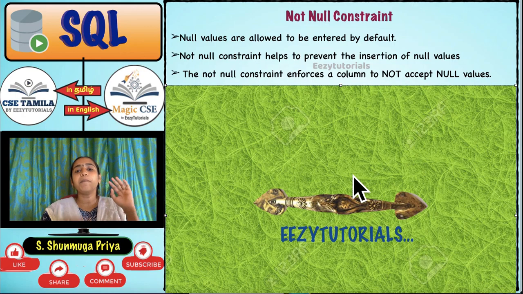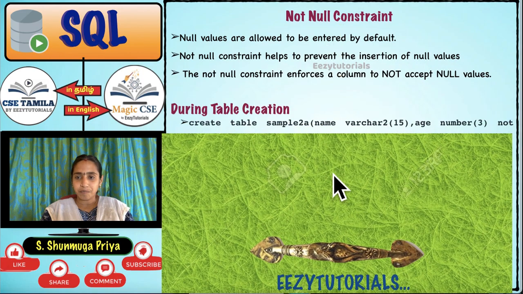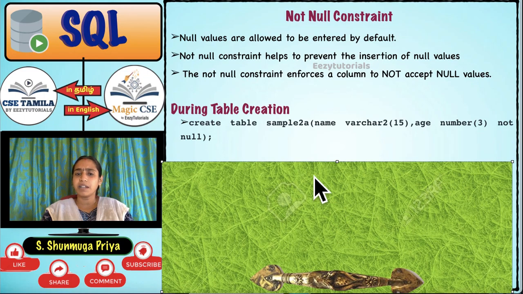By default, if you are entering a null value, SQL will allow it. In any table, any column or field, if you try to insert a null value, it is allowed by default. If you want to restrict that, you can use the not null constraint, which will not accept null values. You can do this in two different ways.